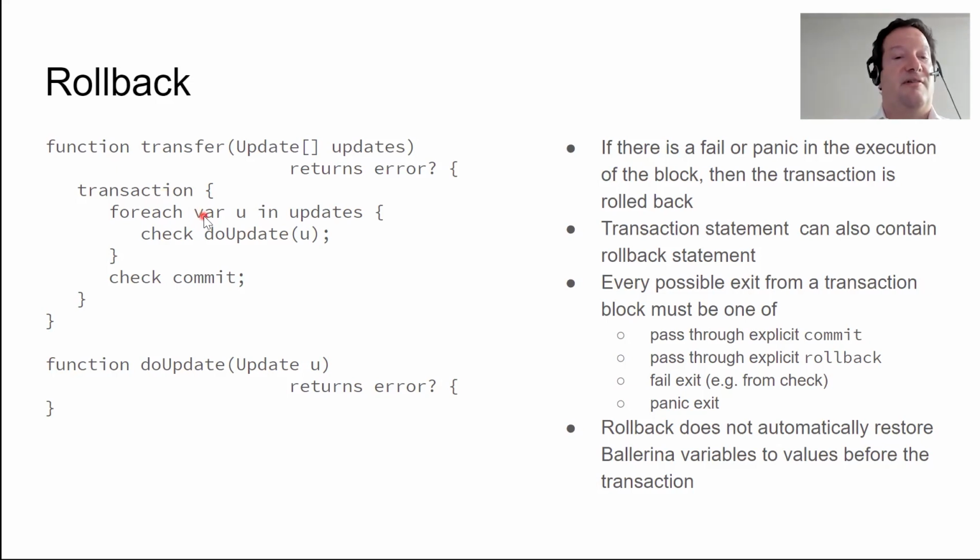So when you fail out of a transaction block, that implies that you want to roll back. And similarly, if there's a panic, this would also roll back.